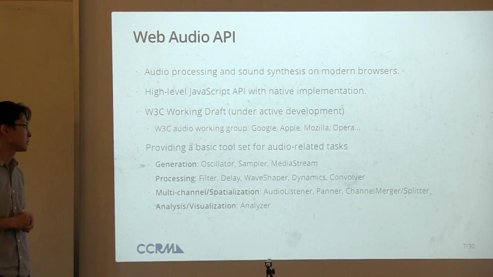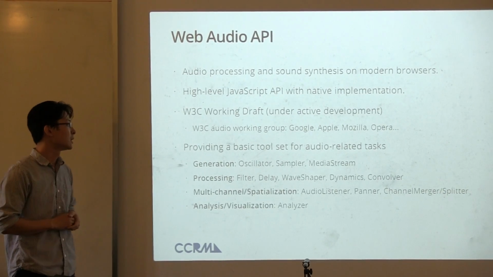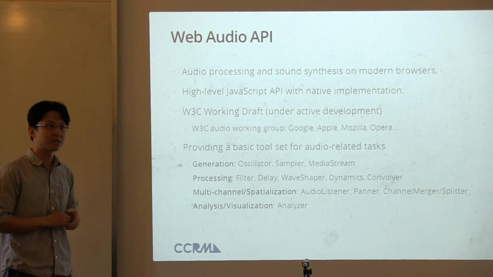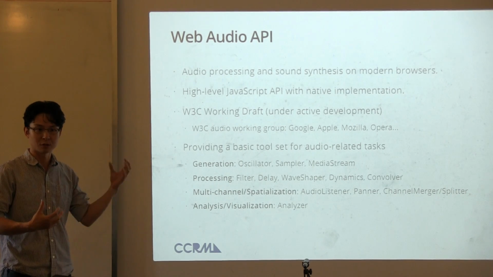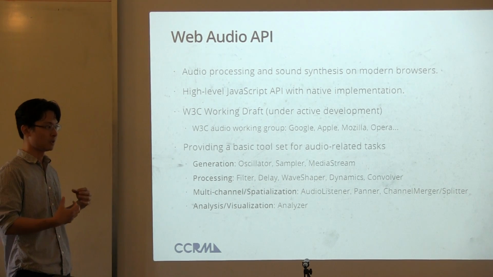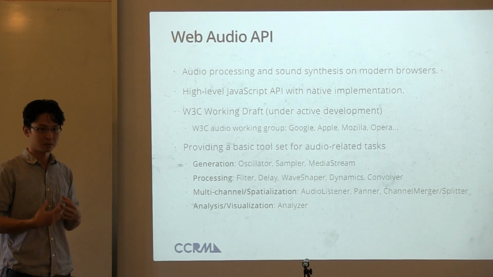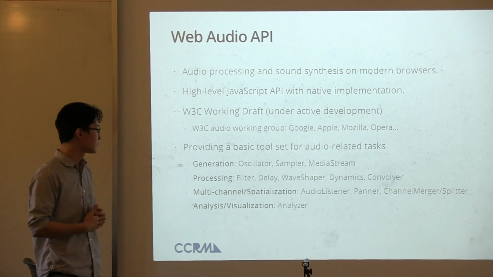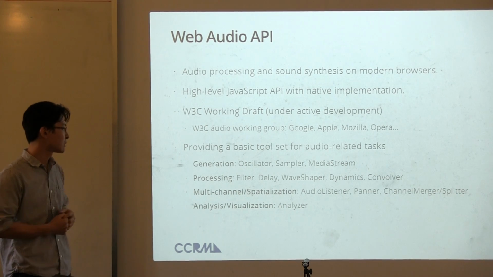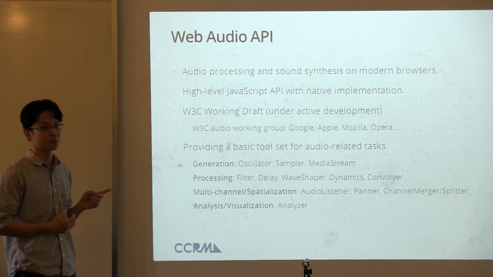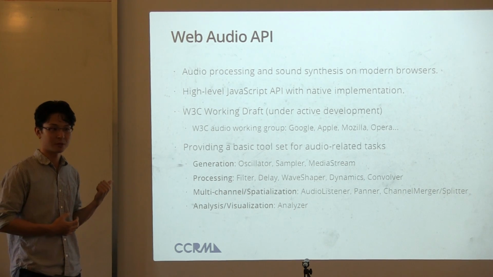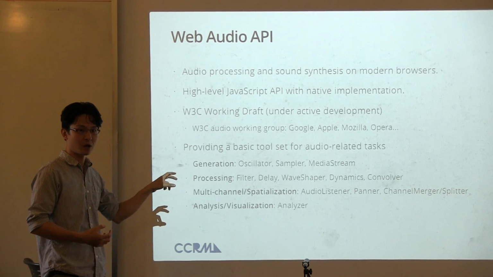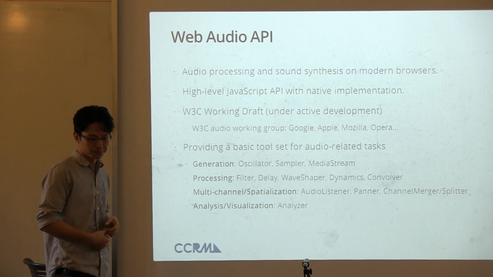So you have oscillator, buffer source, sampler, and media stream. Media stream is kind of interesting because it enables you to stream an audio file on a remote web server. Also, you can use a microphone in the web browser with this object. For processing, it has a biquad filter, delay, wave shaper, dynamics, and convolver. Convolver is interesting as well. It does convolution very well. If you feed an impulse response file to this convolver object, it will do the convolution for you.